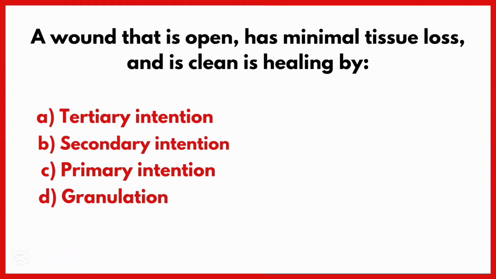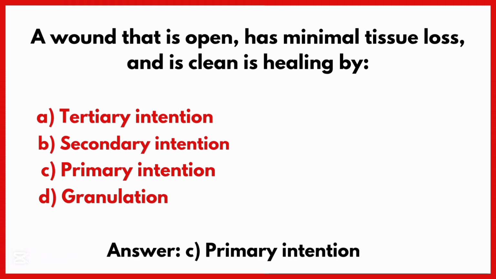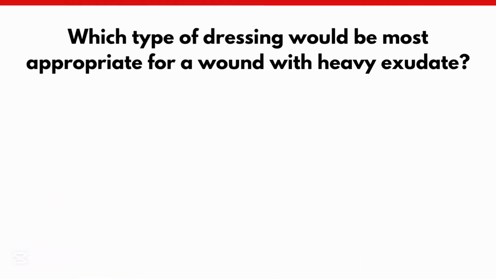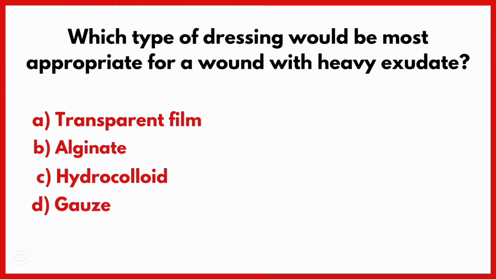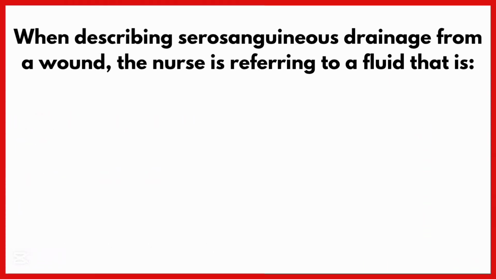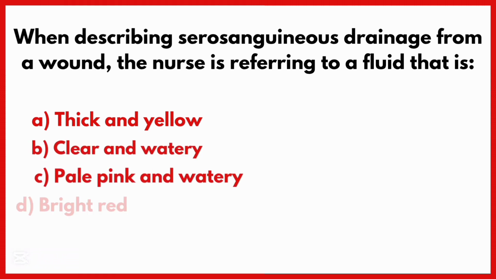Correct answer is option C. Primary intention. Which type of dressing would be most appropriate for a wound with heavy exudate? Correct answer is option B. Alginate. When describing serosanguineous drainage from a wound, the nurse is referring to a fluid that is.